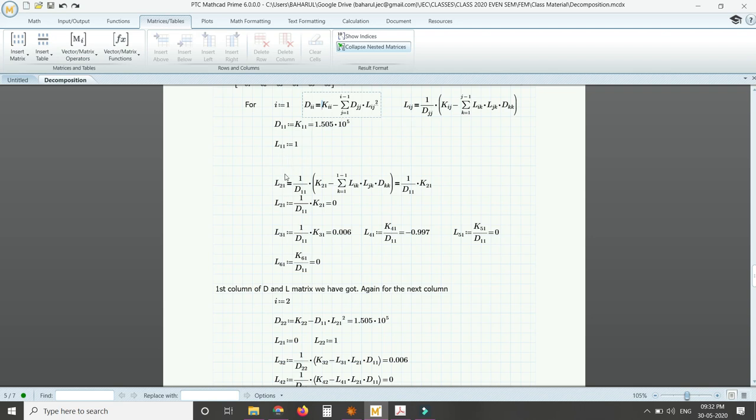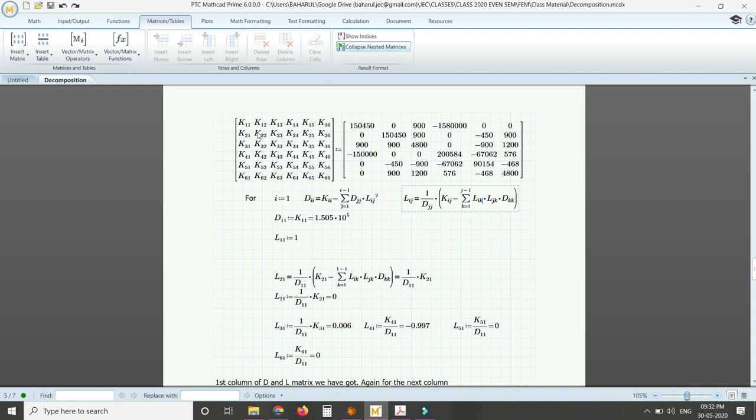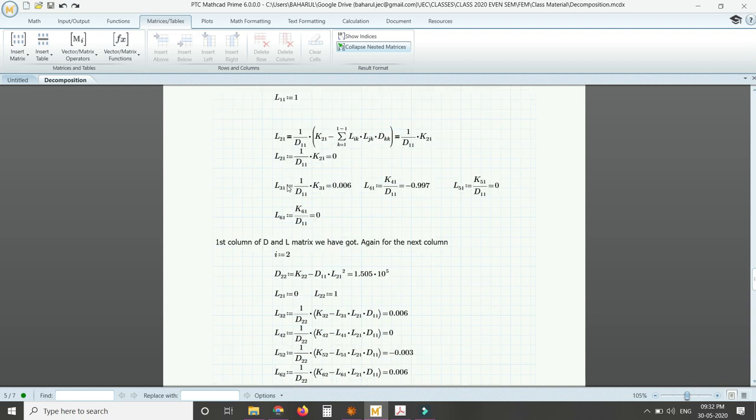Then for L21, I have to go to this general formula. For finding L21, I will be 2 and J will be 1. Putting the values here, if J is equal to 1, this term will be 0, so it cancels, and the final equation we end up with is k21 by d11, and the value of k21 is 0 here, so this gives you 0. L31 will be the same thing, k31 by d11, then L41 is k41 by d11. So everything we can find out.